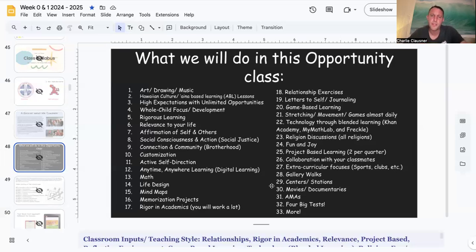And then we do watch some movies. I have my students watch A Silent Voice, which is about bullying. It's an animated film. I have my students watch Happy, which is a documentary on positive psychology and happiness. I have them watch a couple other films.